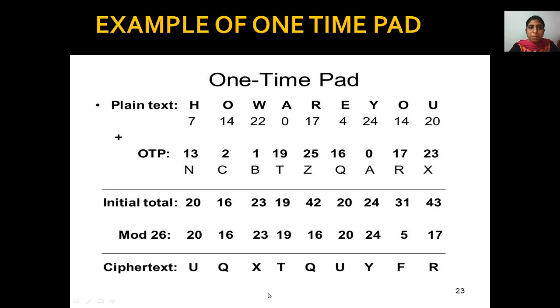To decrypt those values, we are going to take the same OTP value from the sender and we are going to decrypt the plain text.